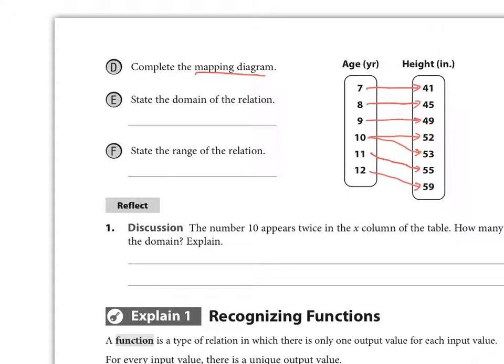The arrows are just drawn from the domain values. Remember, domain, or my x values, or my inputs, and the arrows are drawn to the range. So we start with the domain value and go to the range. The domain is everything in my first box there on the left. So 7, 8, 9, 10, 11, and 12. Notice that 10 gets used twice, but I only write it down one time right here. And the range is 41, 45, and so on.